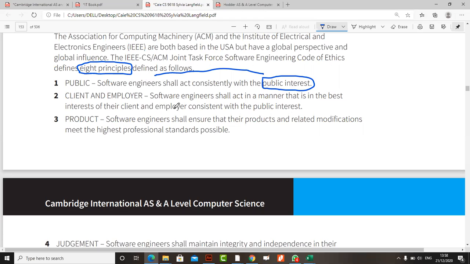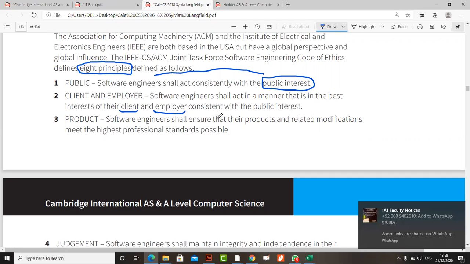We should always consider the public interest. Client and employer. Software engineers shall act in a manner that is in the best interest of their client and employer, consistent with public interest. So obviously, we have to look at the best interests of the client and the employer, which means we have to look at how we can do certain things that would be more feasible and in the interest of the client, and at the same time what would be in the best interest of the employer.